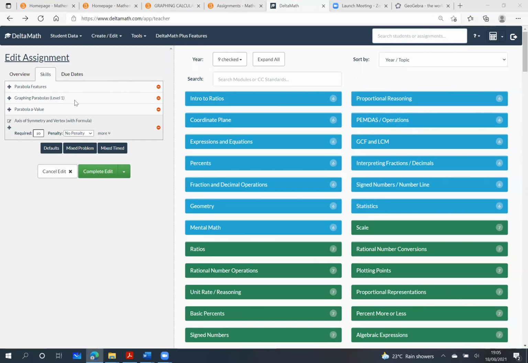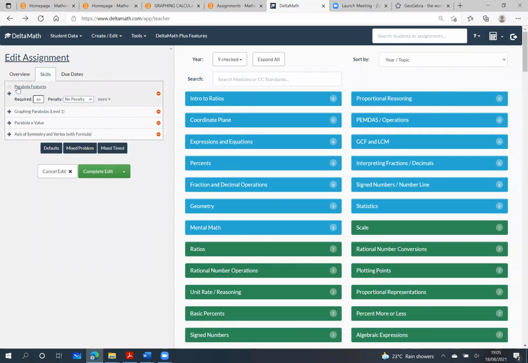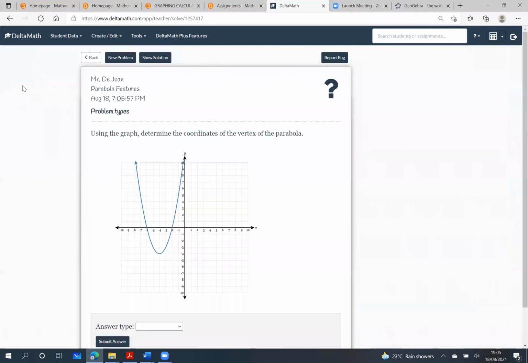Okay, boys and girls, this is a small video as a reminder of how to complete some of the Delta Math. Feel free to skip along to a skill if you find some of them easier than others. The first skill we're going to take a look at is parabola features.